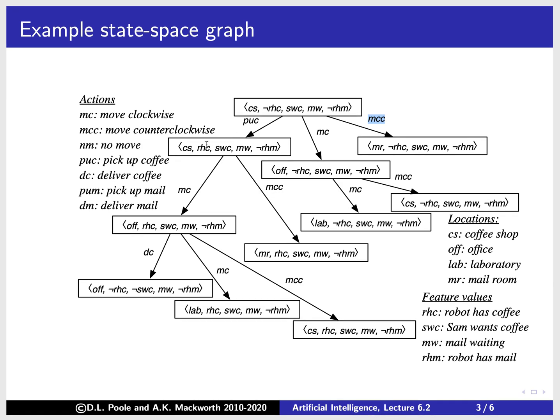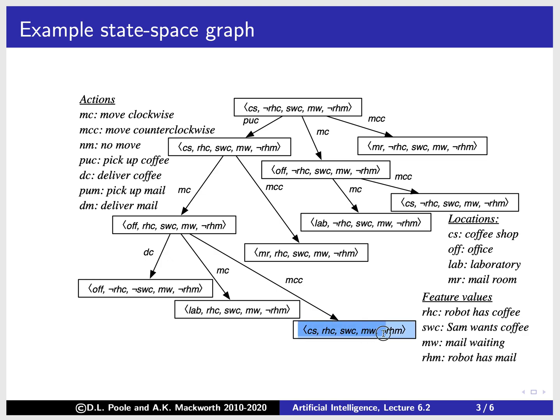In the pick up coffee action, according to the STRIPS representation, the only thing that's different is that now the robot has coffee. Before, the robot didn't have coffee, and now it does. Once the robot has coffee, the only two actions you can do are move clockwise and move counterclockwise. If you move counterclockwise from the coffee shop, we end up in the mail room, and if you move clockwise from the coffee shop, we end up in the office. We can just get this from the STRIPS representation. Then we could deliver coffee, and then you're in the office. The robot no longer has coffee. Sam doesn't want coffee now because Sam just got delivered coffee. There's still mail waiting, and the robot still doesn't have mail. In this state, it could move clockwise or counterclockwise.